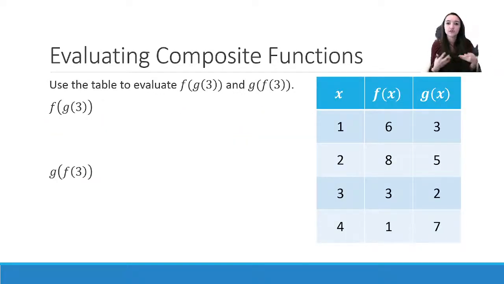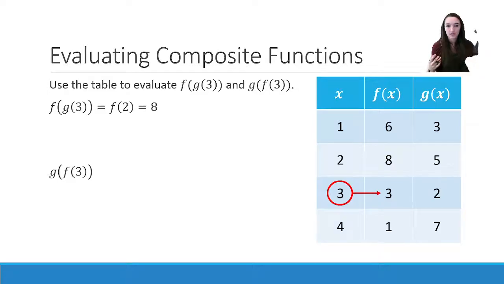So if we are trying to evaluate a composite function and we're given a table, we're going to need to know some information about both functions, f and g. So f of g of 3. First, we know x is 3, and we are plugging g of 3 into f. So g of 3 is 2, which means that we're really looking for f of 2. Then, f of 2 we know to be 8. So in other words, f of g of 3 is 8.